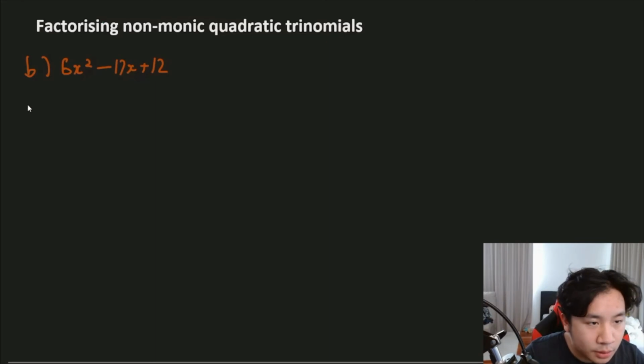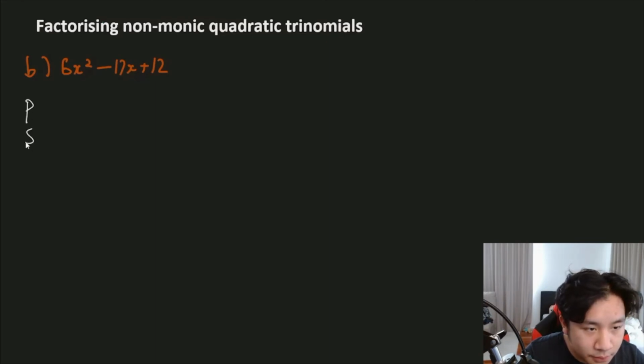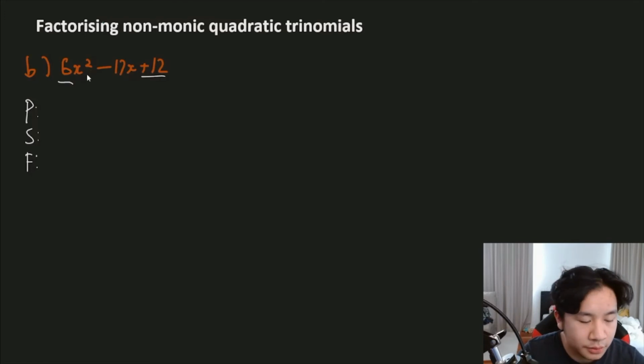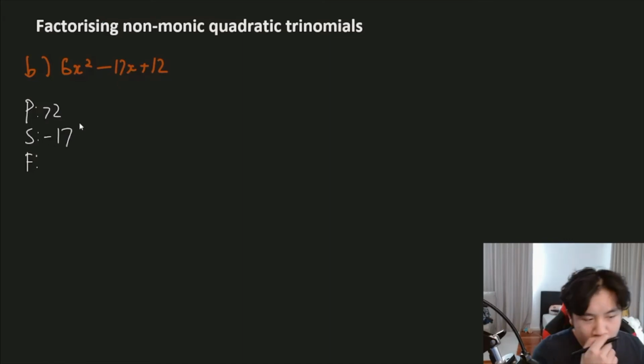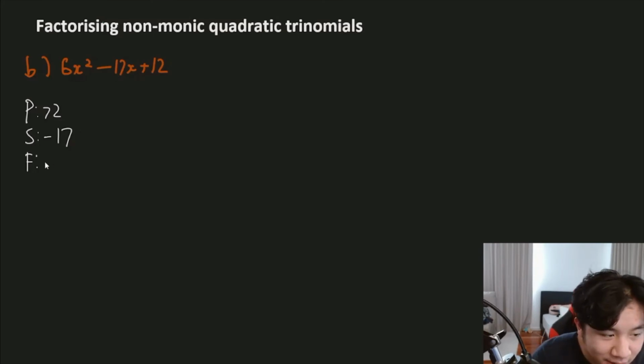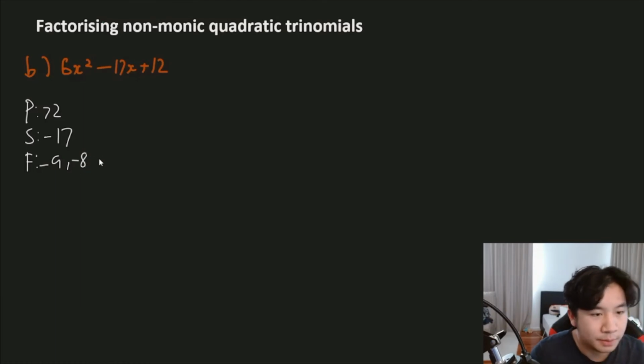All right, so same thing with this one. I'm going to be using PSF. So the product, remember, is the last number times the first number. So 12 and 6, that should give you 72. The sum is the middle number, so minus 17. And you need to figure out two factors: 9 and 8. So minus 9 and minus 8, because if you sum those together, they give you negative 17, and if you multiply those two, they give you a product of 72.